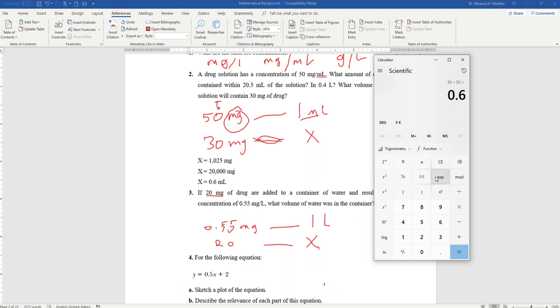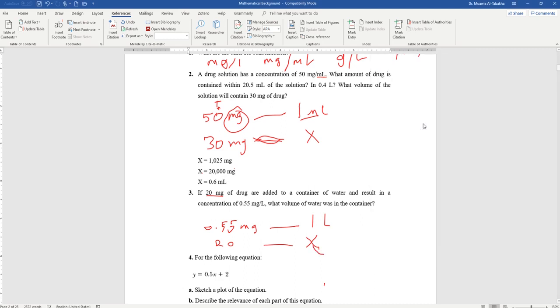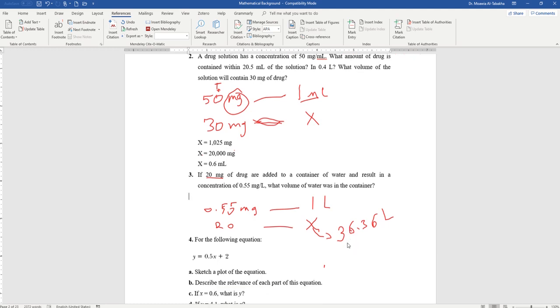So 20 into 1 is equal to 20, divided by 0.5. And the answer, as you see here, is 36.36 liter. Do I need to convert this one? No, the question did not ask me to convert the liter. And anyway, liter would be appropriate to describe the volume of water. If I want to convert it to ml, it will be 36,000, and I don't need to use that large number.